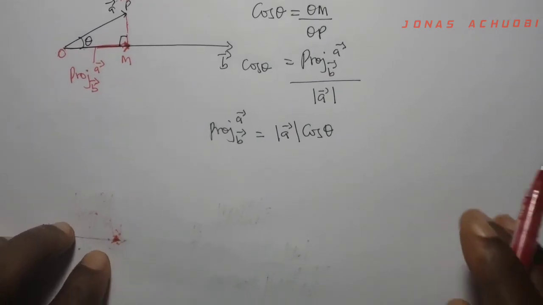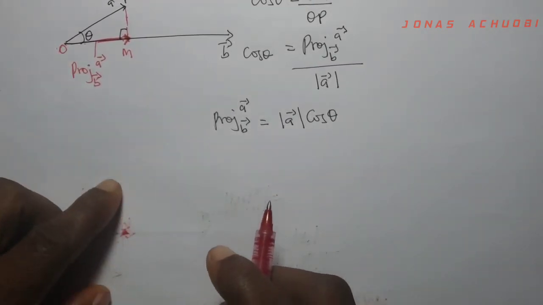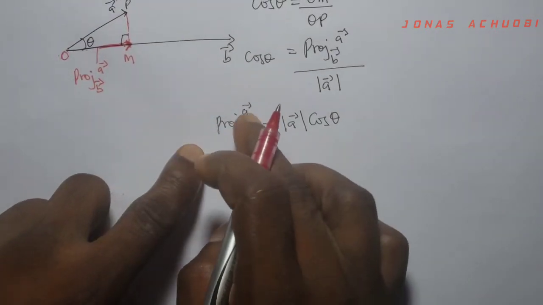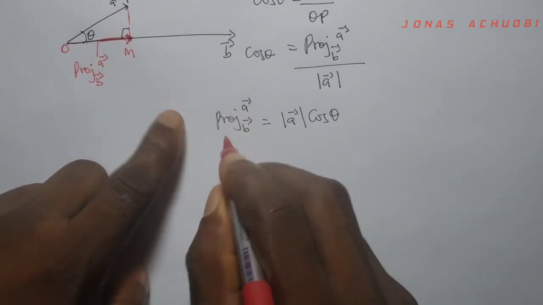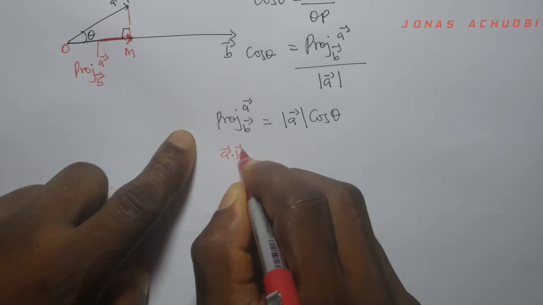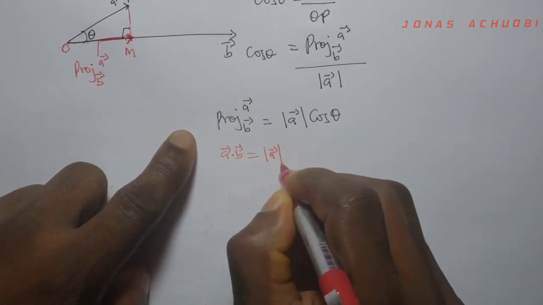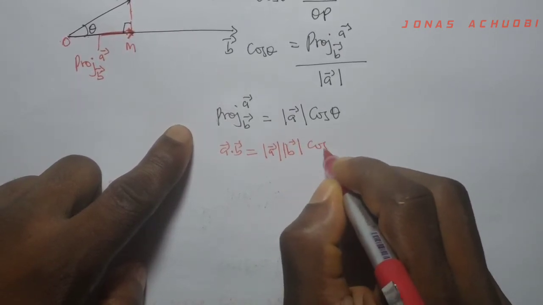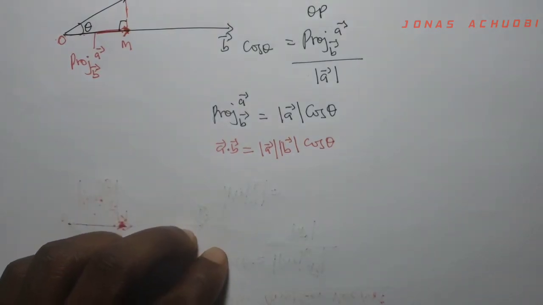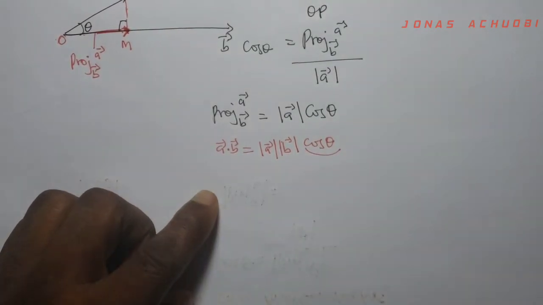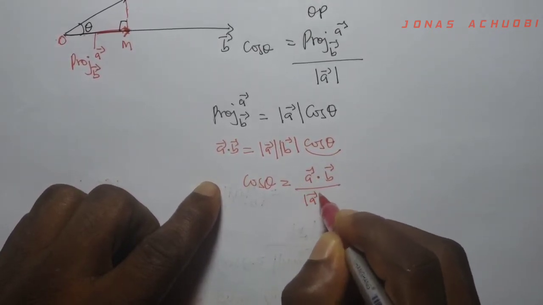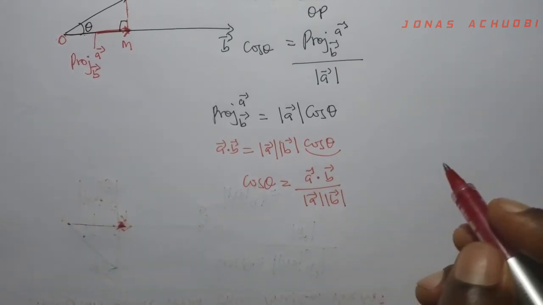However, we recall from our dot product that, given two vectors A and B, the dot product A dot B is equal to the length of vector A times the length of vector B times the cosine of the angle between vectors A and B. So we can make the cosine the subject of the formula, and we have that cosine theta is equal to the dot product A dot B divided by the length of vector A times the length of vector B.